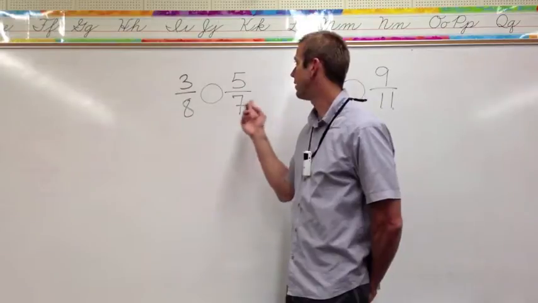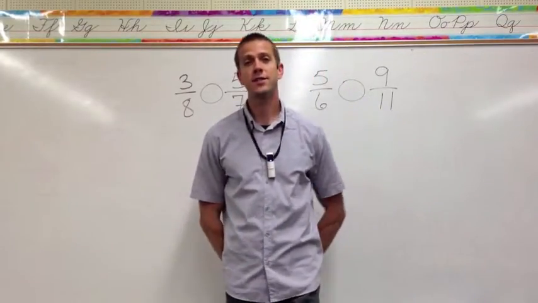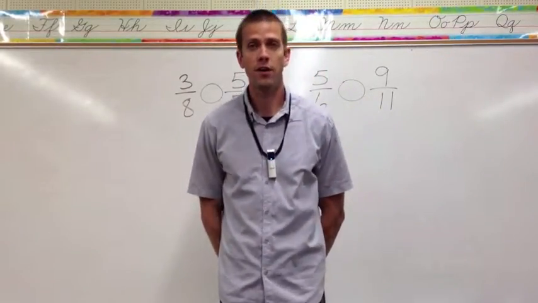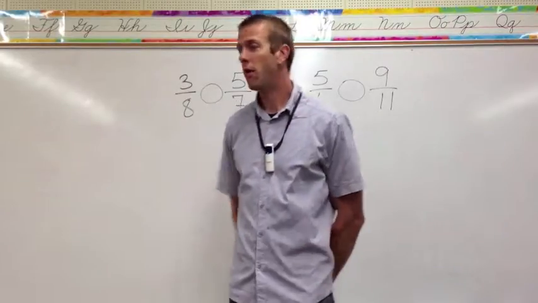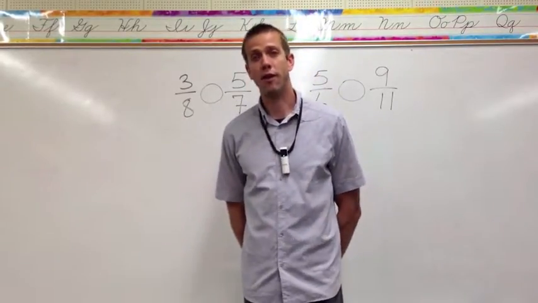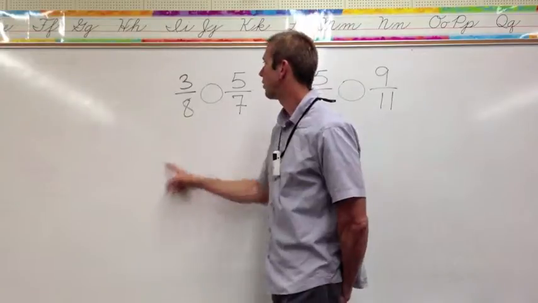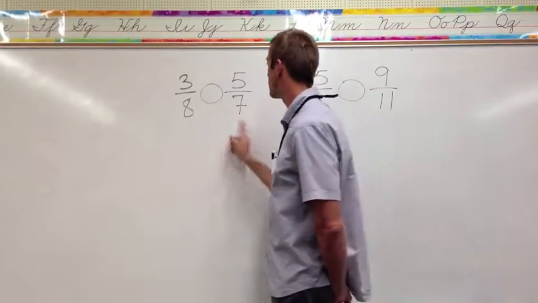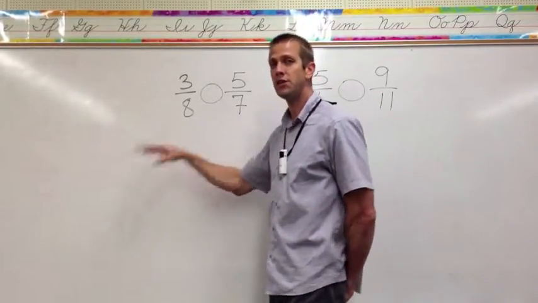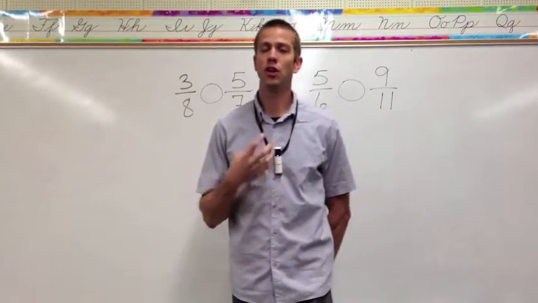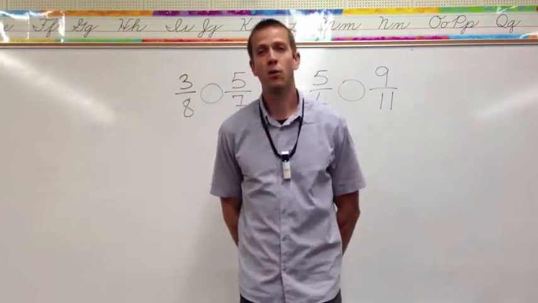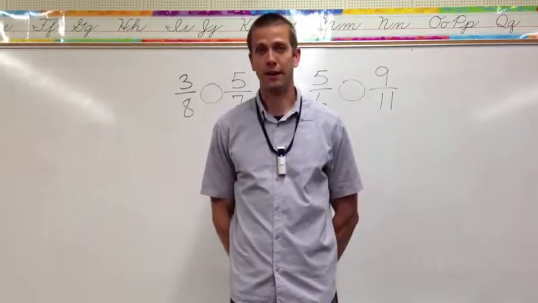Now, you have 3/8 and 5/7 up here, and you're asked to compare them. Which one's greater, or are they equal? One technique you could do is just draw them. You could draw a circle, cut it into eighths, and draw a circle and cut it into sevenths, shade 3 of them, shade 5 of them, and see which one looks bigger.